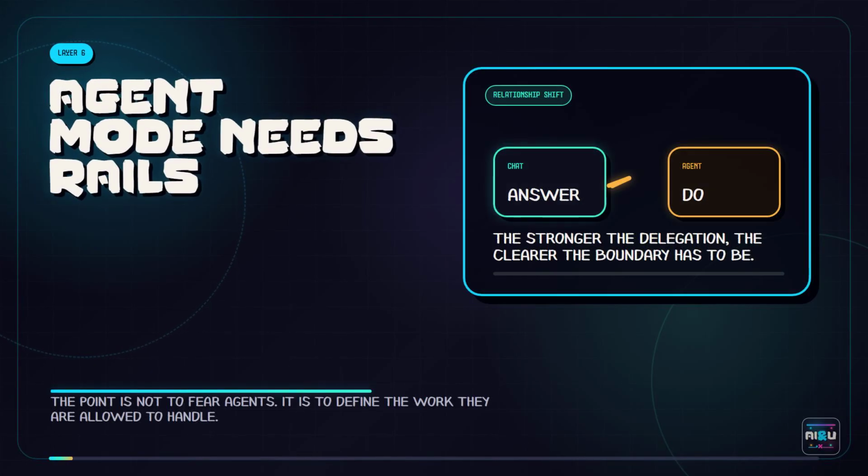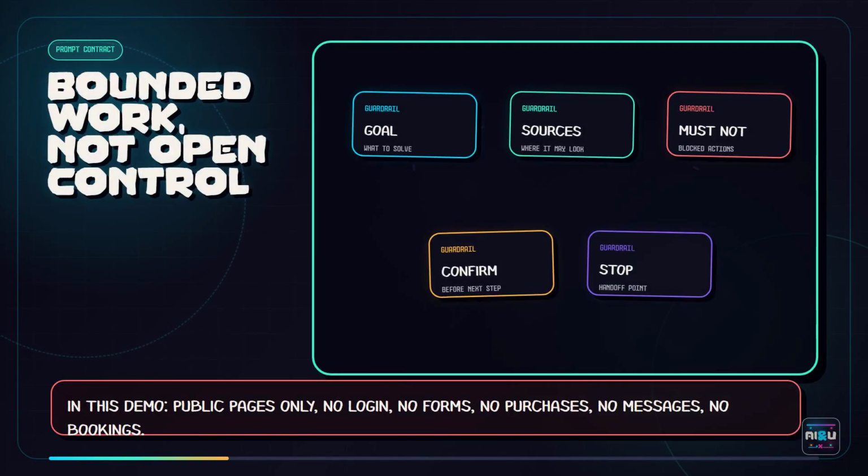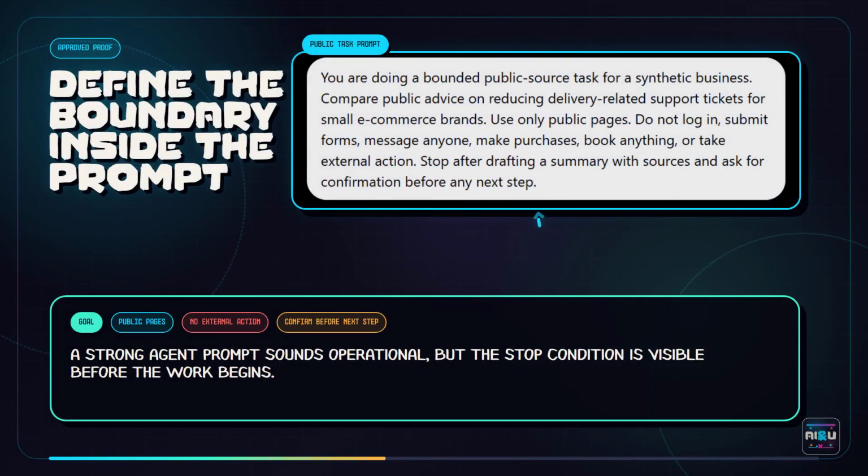How do I use agent mode without losing control? Agent mode is powerful because it changes the relationship from answering to doing. That is also why it needs the strongest boundaries. A good agent prompt should define the goal, the allowed sources, what it must not do, when it should ask for confirmation, and where it must stop.